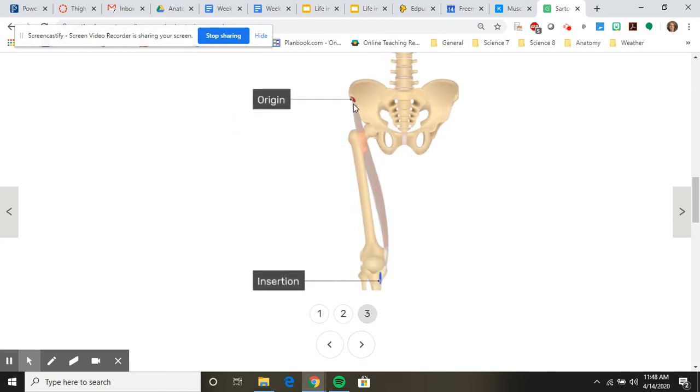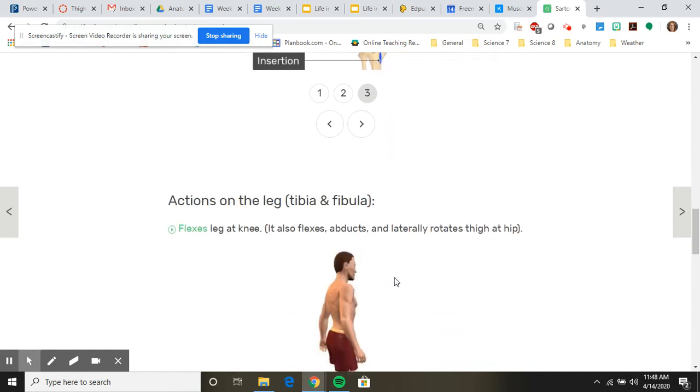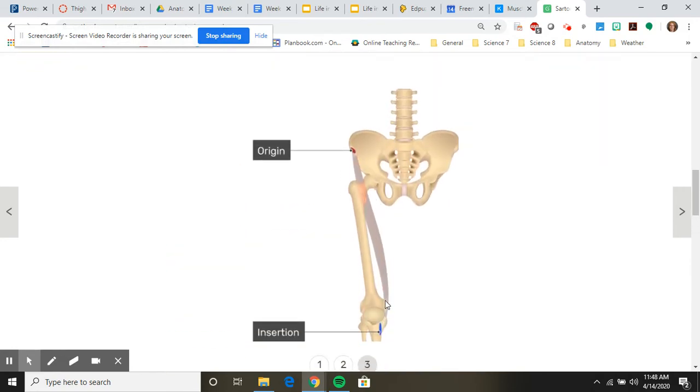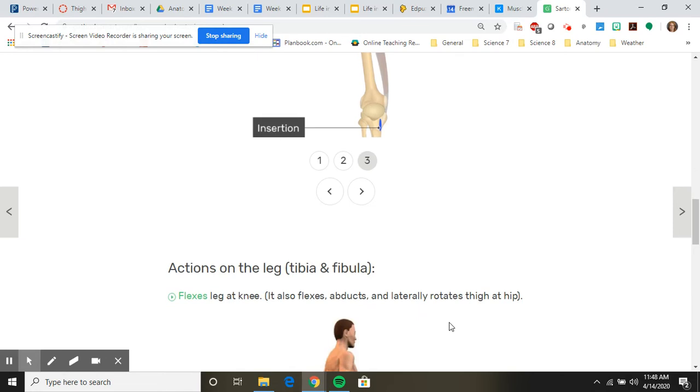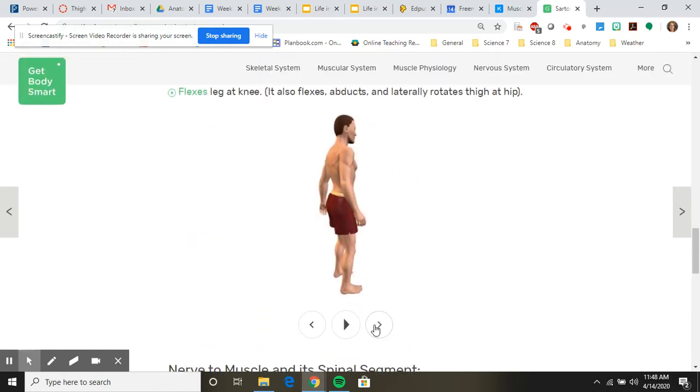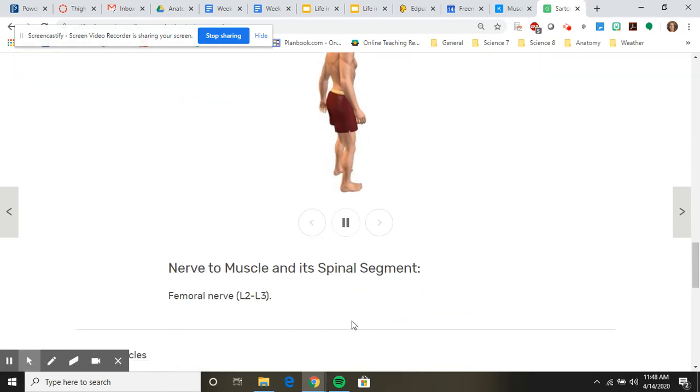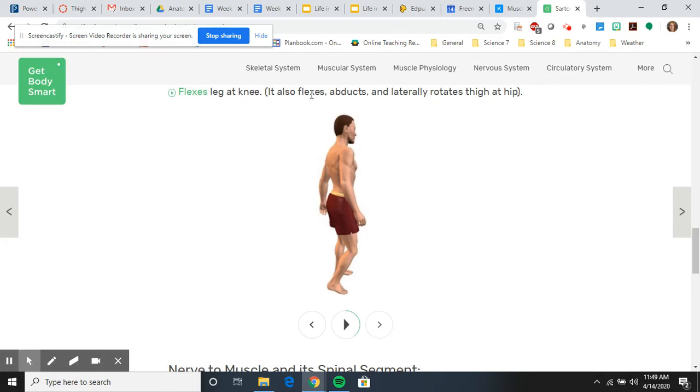And you can see the origin on the iliac spine and the insertion on the tibia. So the top part of the tibia and medial. And that muscle, since it crosses over from lateral to medial, it's going to act to flex the leg at the knee. So it's going to help in that action. What this doesn't have is it's going to also flex, abduct, and laterally rotate the thigh at the hip. So it doesn't have those actions shown on here.